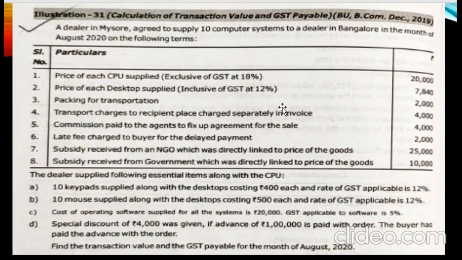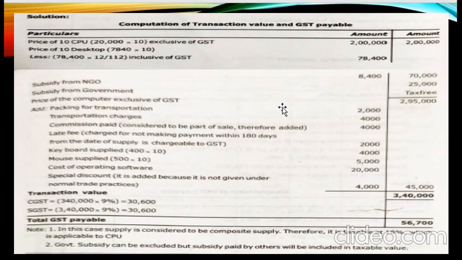So we will cross multiply. For 112%, as it includes GST, 100% is for the cost and GST is 12%. So 100 plus 12 will give you 112%. For 112%, if it is 7,840, then for 100% how much is it? So you will cross multiply 100 into 7,840 divided by 112, and you will get your answer.